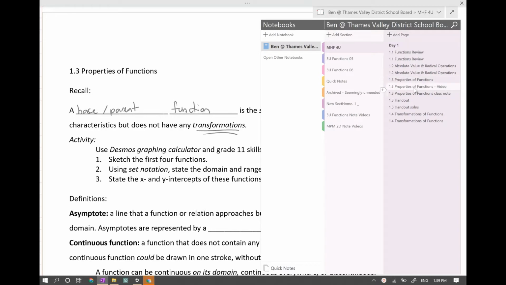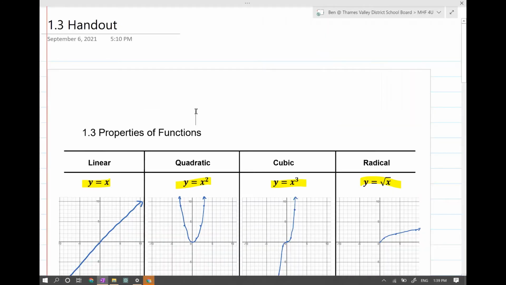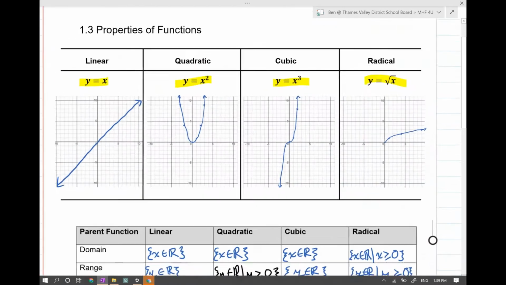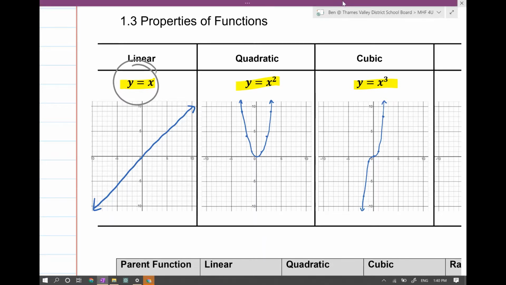Our go-to example of a function that you have seen before would be something like a linear function, right? Your linear base function is y equals x. There are other linear functions, but some of those will have transformations. The base function, the parent function for a linear function is y equals x.